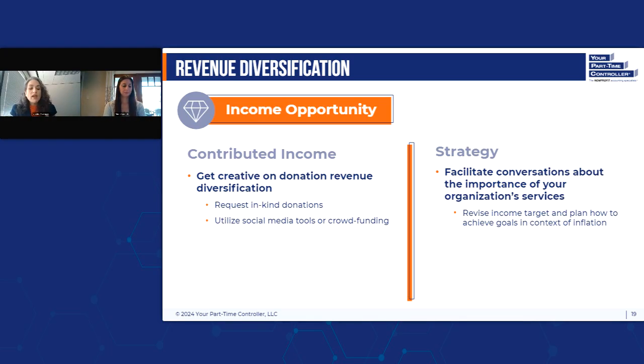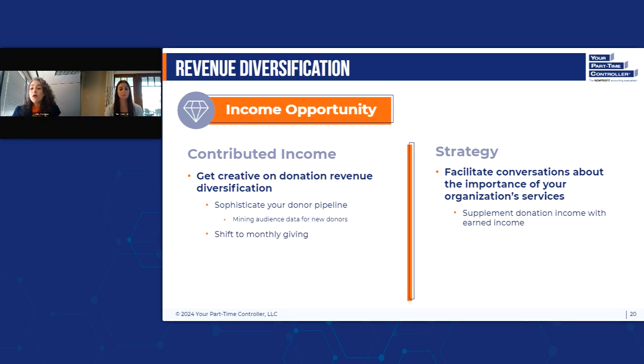You want to also evaluate whether or not your income targets need to be modified based on inflation, and ensure that you're taking a realistic view on what you can generate from campaigns that you've done typically in the past. Really evaluate. And then also at this point in time, when you're evaluating, take a look at that donor pipeline. Tailor your donation and contribution revenue strategies to your donor base.